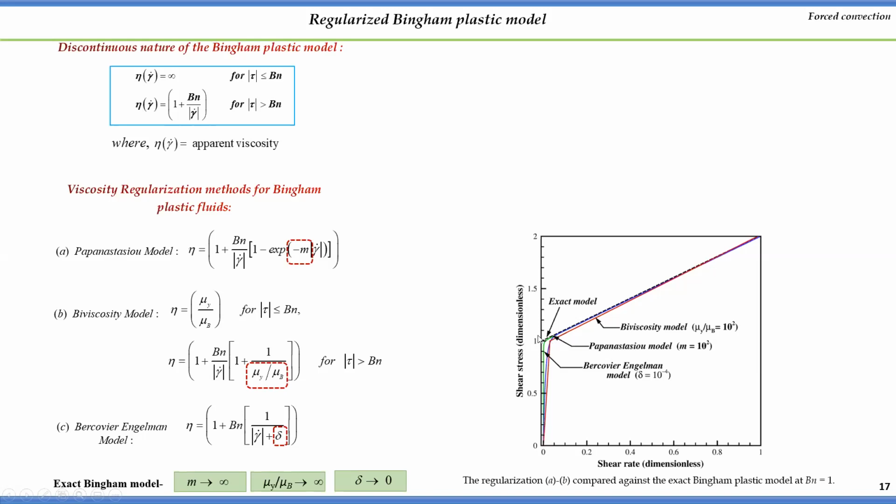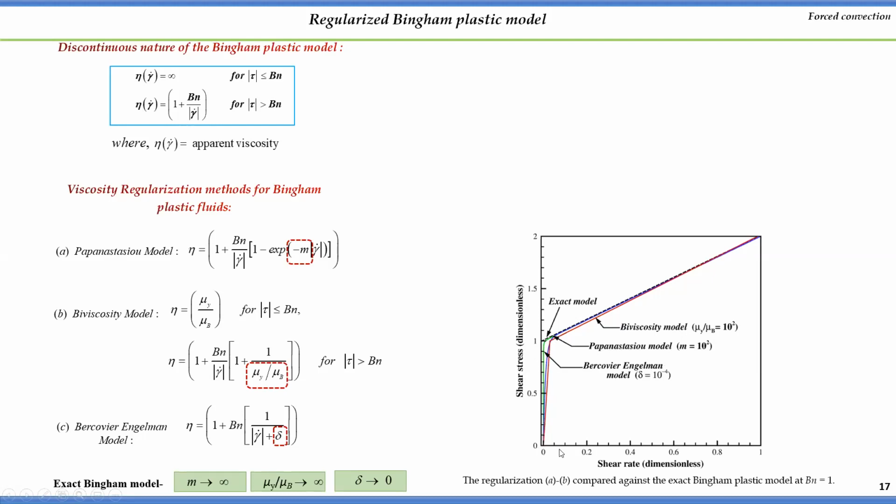So what is your exact Bingham model? It is a straight line passing through the yield stress value. And what is your Papanastasiou model? You can see that at low stress, low strain rate value, it has a very steep curve, steep slope. This steep slope resembles very high viscosity. So at lower values of shear rate, your viscosity is very high.